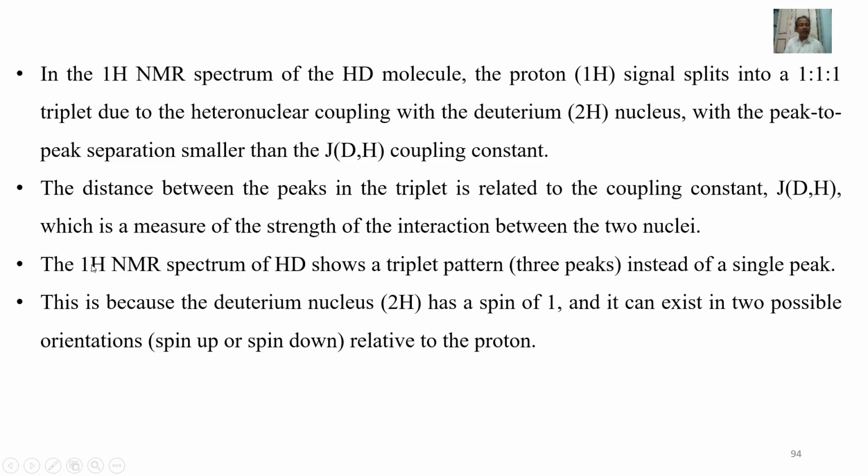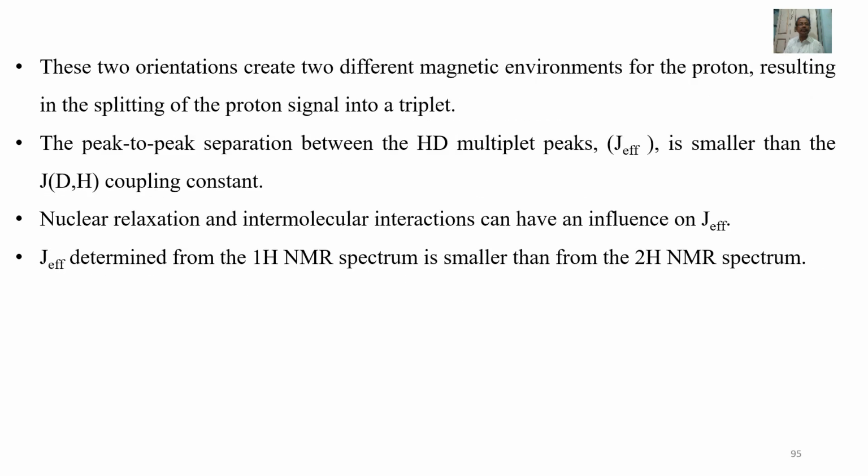which is a measure of the strength of the interaction between the two nuclei. The proton NMR spectrum of the HD molecule shows a triplet pattern, that is three peaks, instead of a single peak. This is because the deuterium nucleus 2H has a spin of 1, and it can exist in orientations such as spin up and spin down relative to the proton.